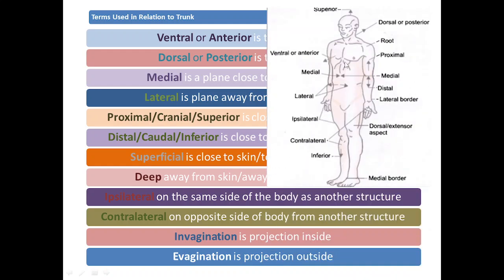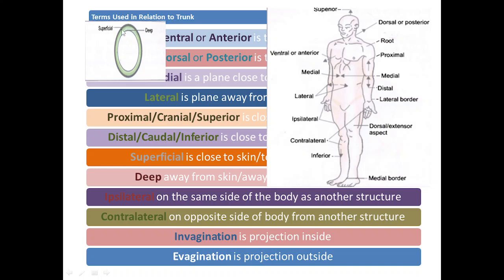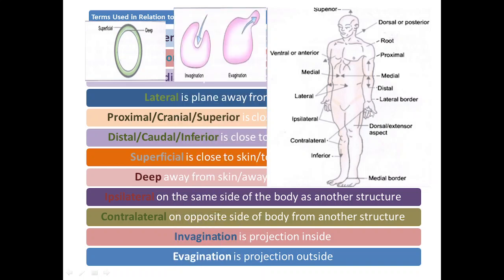This is the ventral or anterior aspect. The back side is the dorsal or posterior aspect. This is medial. This is lateral in comparison to the medial. This is proximal, cranial, or superior. This is distal, caudal, or inferior. Superficial is close to the skin and deep is away from the skin. This is superficial and this is deep. This is ipsilateral, which is on the same side, right foot with right leg. And contralateral, left foot and right hand.